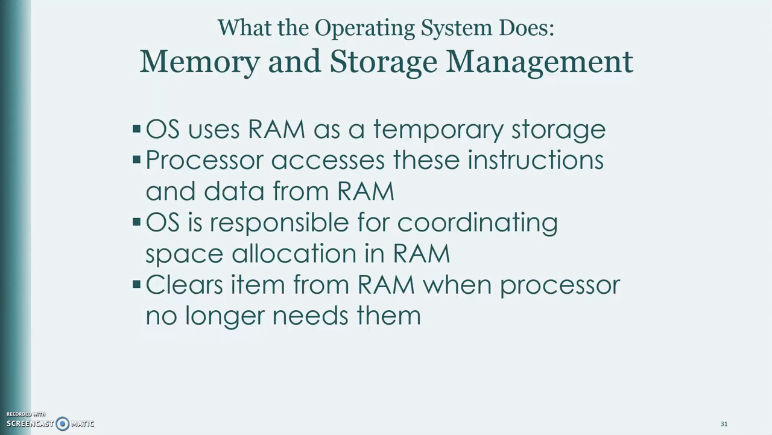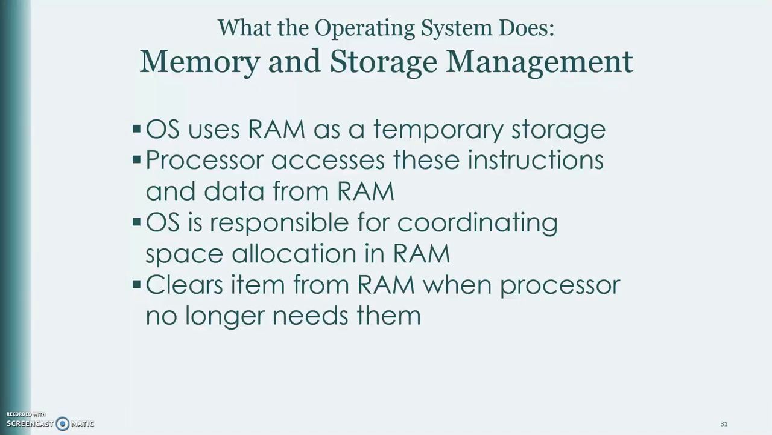Okay. So as the operating system coordinates the activities of the processor, it uses RAM as a temporary storage area for instructions and data that the processor needs. The processor then accesses these instructions and data from RAM when it is ready to process them. The operating system is therefore responsible for coordinating the space allocations in RAM to ensure that there is enough space for all of the pending instructions and data. Okay?